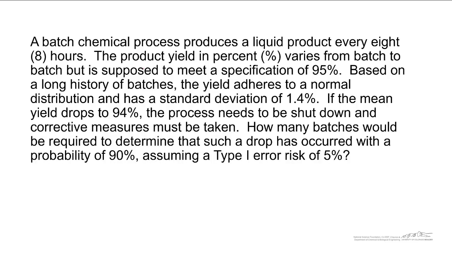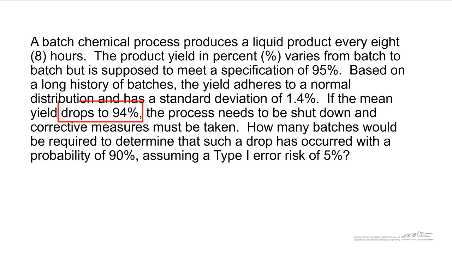Let's go through an example of why we might be interested in a shift in mean. A batch chemical process produces a liquid product every 8 hours. The product yield varies from batch to batch, but is supposed to meet a specification of 95%. So 95% is your target. Based on a long history of batches, the yield adheres to a normal distribution and has a standard deviation of 1.4%. Now, this is the important part.